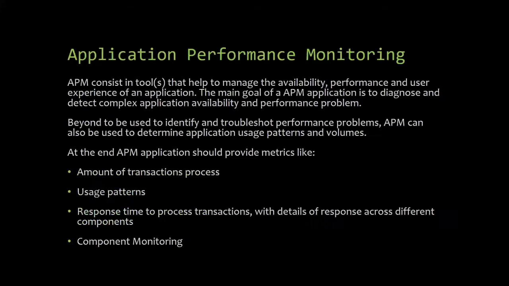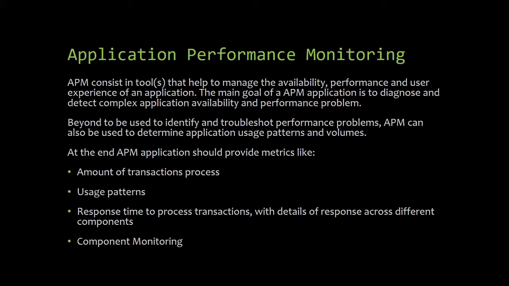Application performance monitoring, a quick overview. Application performance monitoring, also known as application performance management, consists in tools that help to manage availability, performance, and user experience of an application. The main goal of an APM application is to diagnose and detect complex application availability and performance problems. Beyond the use to identify and troubleshoot performance problems, an APM application can also be used to determine application usage patterns and volumes.